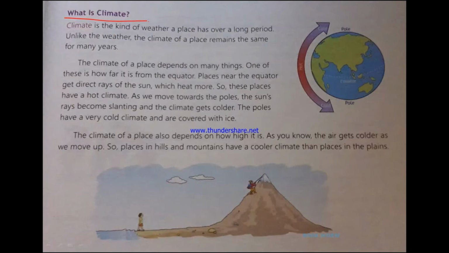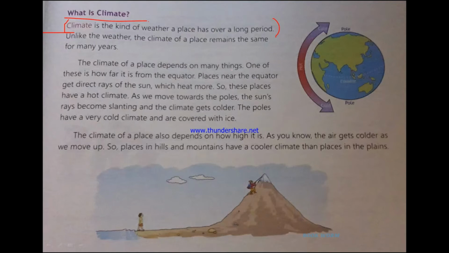What is climate? Climate is the kind of weather a place has over a long period of time. So if you are asked what climate is, you will say climate is the kind of weather of a place that prevails over a long period of time. This is the definition of climate. Unlike the weather, the climate of a place remains the same for many years.